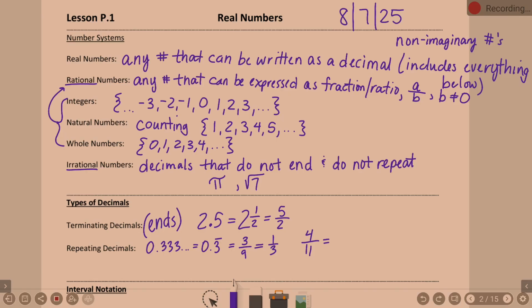How do we do 4/11 into a decimal? 4 divided by 11. Yes. 0.3636. So if it's looking to be 0.3636, and so on and so forth, what is that? That's looking to be 0.36 repeating, yes? Okay, so that's another one.